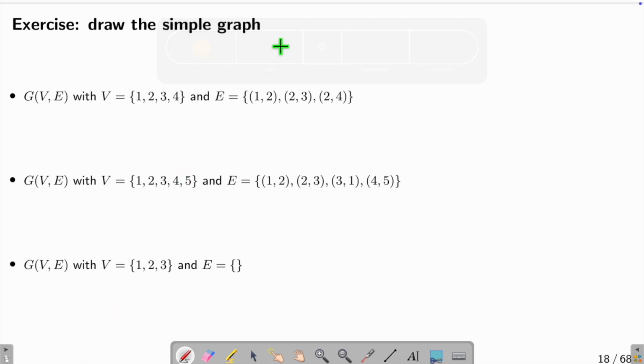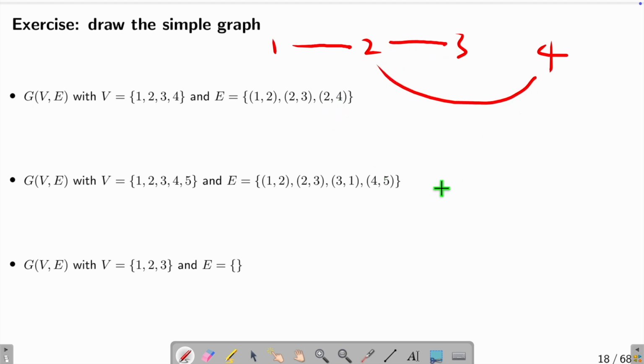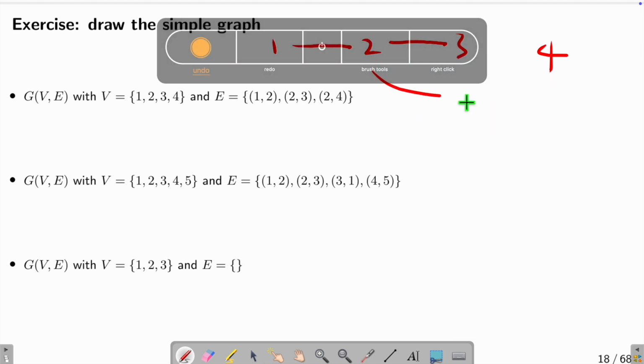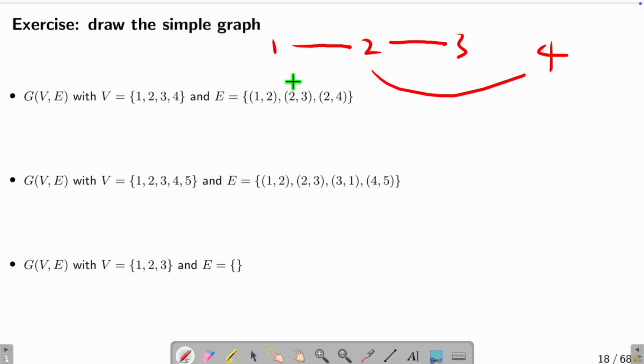Because of space, I will draw 1, 2, 3, 4. Okay? 1, 2, right? 2, 3, right? 2, 4, right? Done. Nobody said this line had to be a straight line. I can draw like this, okay? So this is the graph. So this graph is G, V, E. That's it.